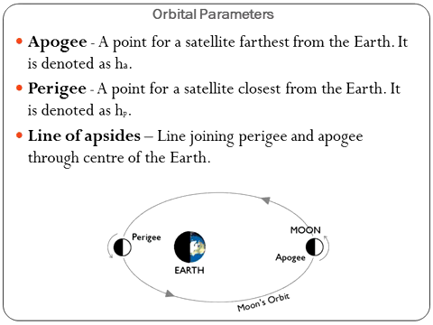Apogee and perigee. Apogee and perigee are applicable only for an elliptical orbit, not for a circular orbit. Apogee is the orbit point farthest from the center of the Earth, and perigee is the orbit point nearest to the center of the Earth. The line of apsides is the line joining apogee to perigee through the center of the Earth.